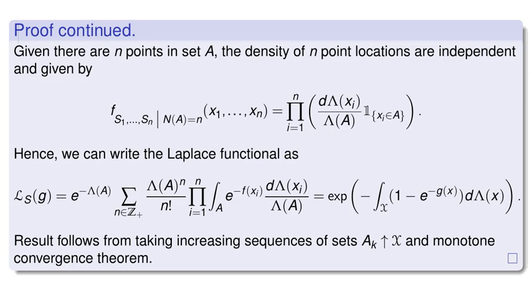After some algebraic manipulation, this expression simplifies to e to the power of minus the integral over X of 1 minus e to the power minus g(x) dλ(x). The full result for f over the entire space X then follows by taking an increasing sequence of bounded sets A_k that converge to X and applying the monotone convergence theorem.